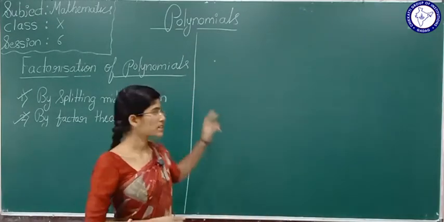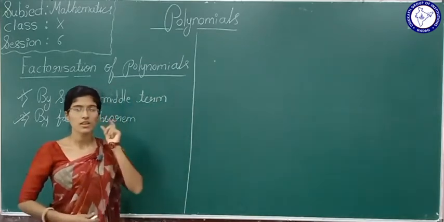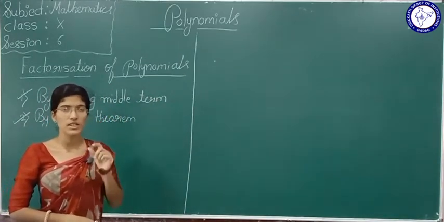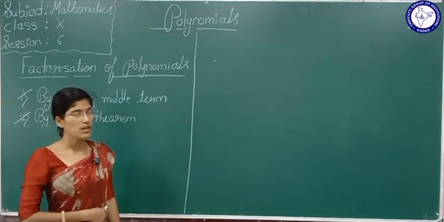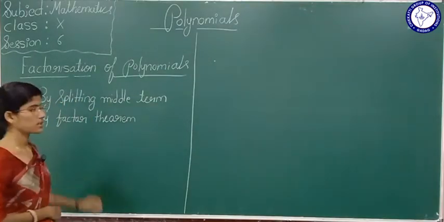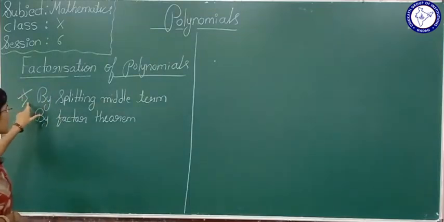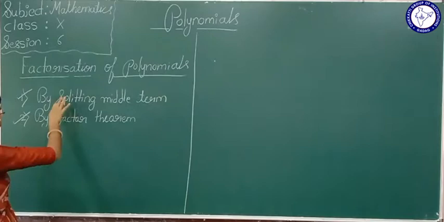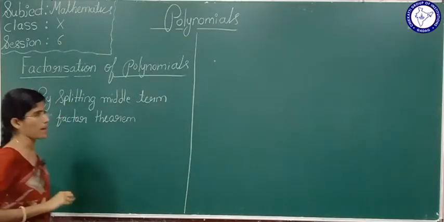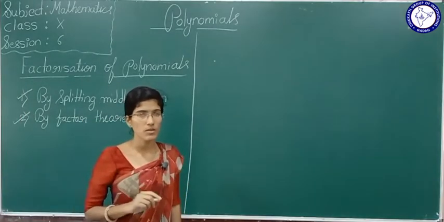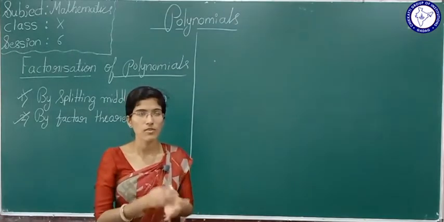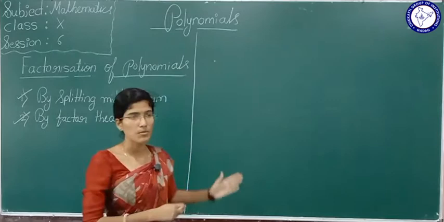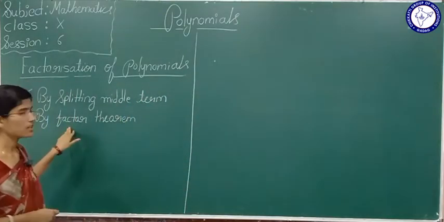So what does factorization mean? Writing the given polynomial as a product of its factors is nothing but factorization. Now in your syllabus you have two methods: one is by splitting the middle term and the other is by factor theorem. Only these two methods are there in your syllabus. Now we will take a problem and see how we are going to factorize the given polynomial by splitting the middle term and by factor theorem.